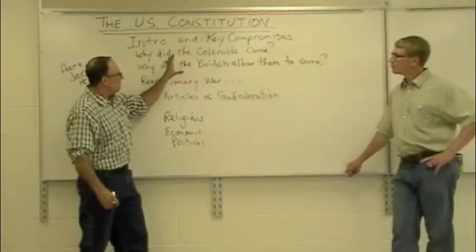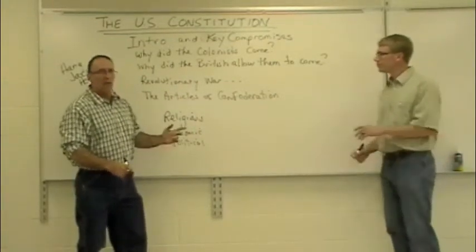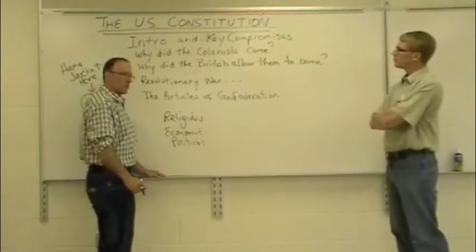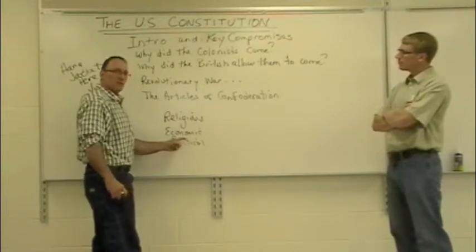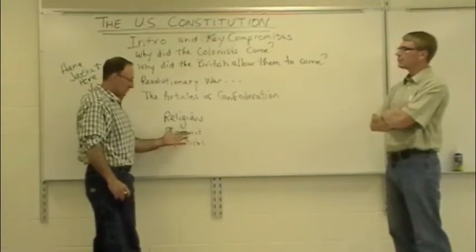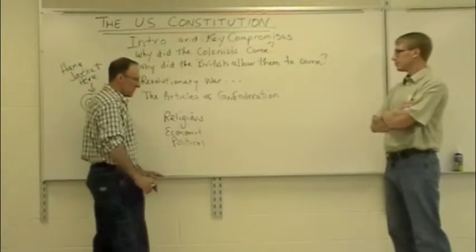So those are the three major reasons why the colonists wanted to come here. But the king was only going to allow them to come for one reason. He didn't care necessarily about their religious freedom, but he definitely cared about these two. He did not want the colonists at first to have economic or political freedom as the colonists defined it.